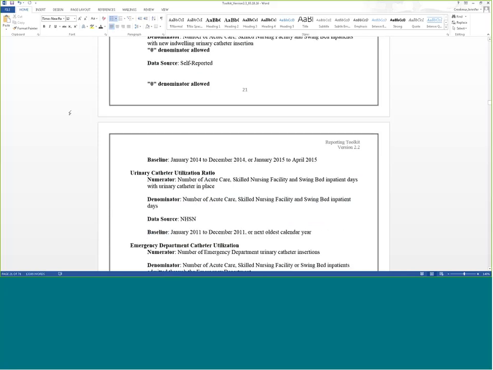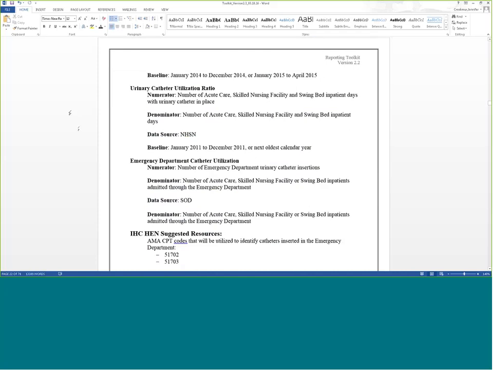The second measure, urinary catheter utilization ratio. This is the number of acute care, skilled nursing facility, and swing bed inpatient days with urinary catheter in place. The denominator is the number of acute care, skilled care facility, and swing bed inpatient days. This data comes from NHSN.